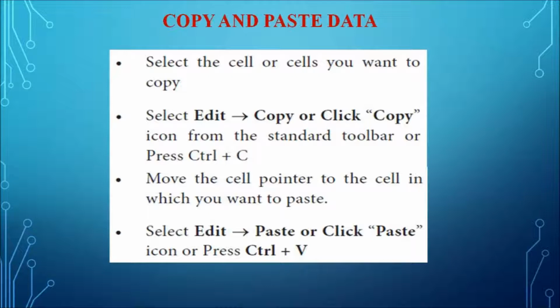Either one of these three options can be used. Next, move the active cell pointer to the new cell where the content is to be pasted. After placing the cell pointer, the user can select any of these three. The first one is edit, paste, from the edit menu. The second is to click the paste icon on the standard toolbar, and the third is the shortcut key for paste, Control plus V. This is how the user can copy and paste the data.